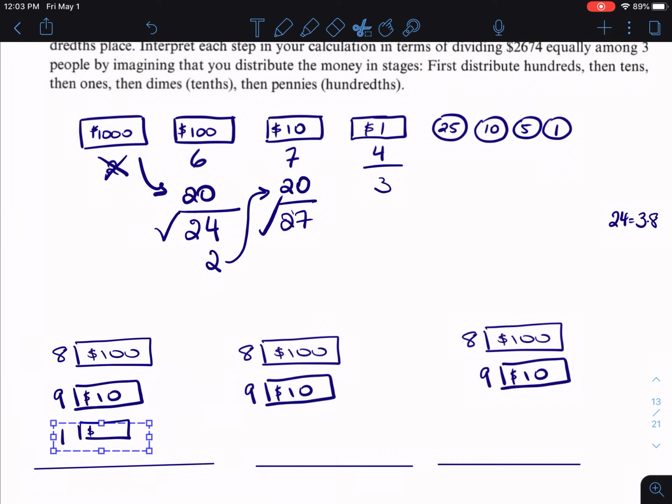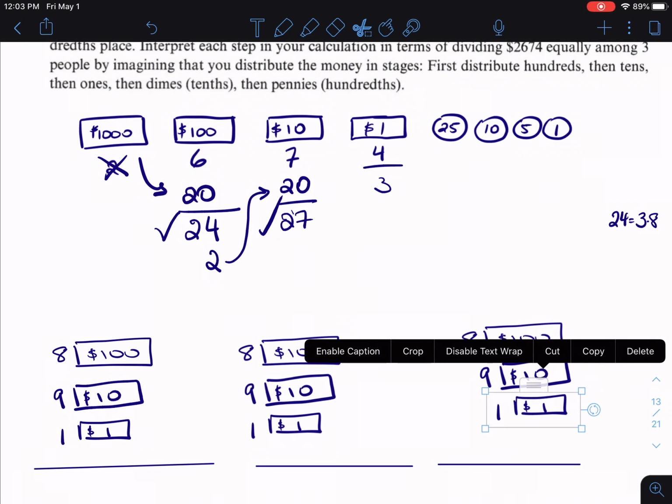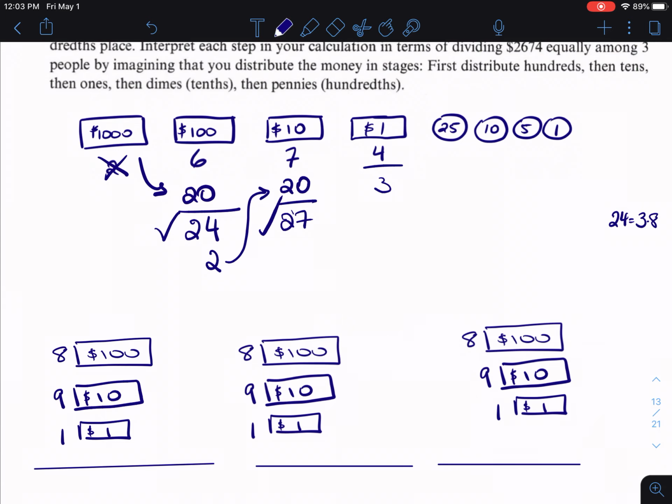Fighting with technology here. Okay, there we go. All right, so we can certainly do that. And then we would have $1 bill left.